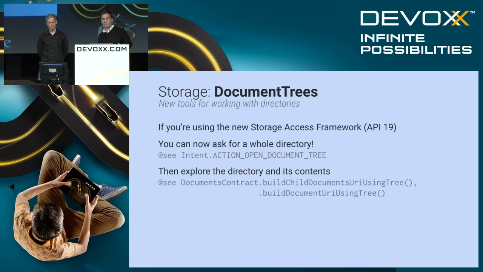So now there's a new intent. You can ask the user to pick a document tree. So if they want, they can choose a specific folder on the SD card that they want to give the application access to, or they can give access to the entire SD card. And that will persist across reboots. So it's basically the user granting permission to this application for a particular folder. And that folder could be anything. It could belong to another application. It could just be a folder you've created yourself.